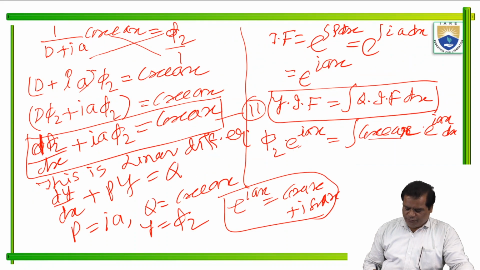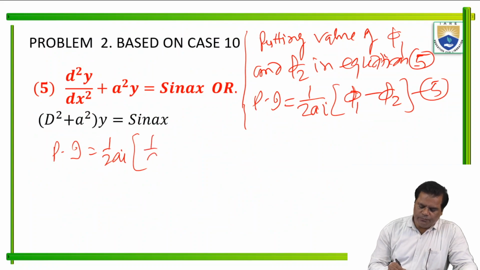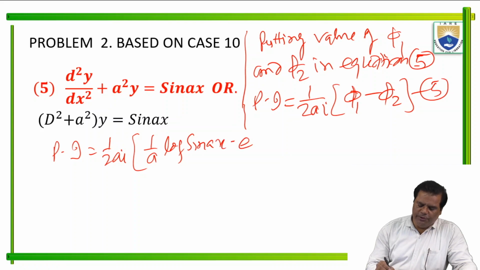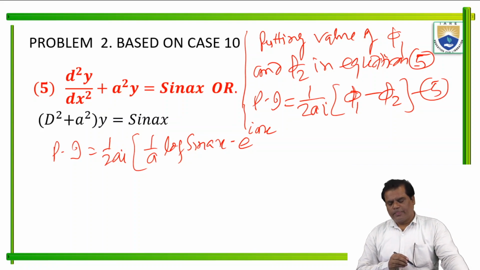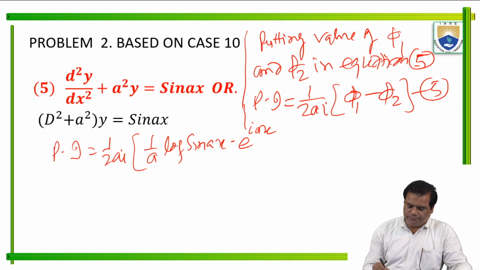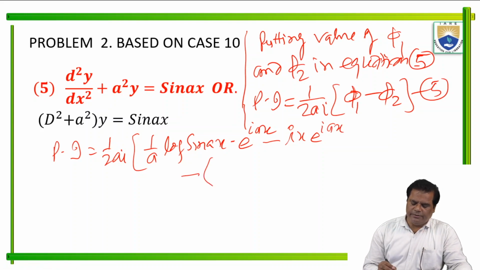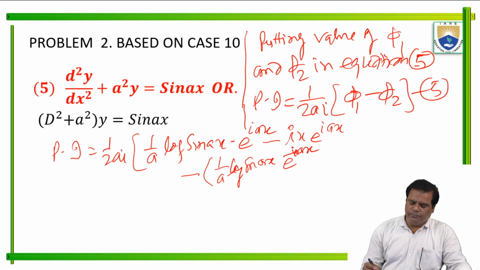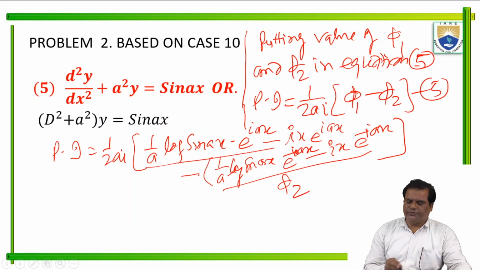Phi 1 is 1 upon a log sin ax into e to the power iax. Minus goes to positive, and minus ix, e to the power iax. Now minus sign here, 1 upon a log sin ax. This is the value of phi 2. Log sin ax and minus ix, e to the power minus iax. Here is plus, so here is minus iax and minus ix into e to the power minus iax. So this is phi 1, phi 2, phi 1 minus phi 2.